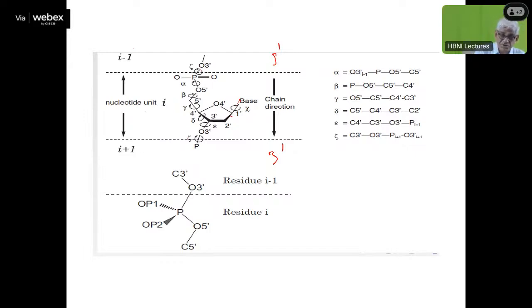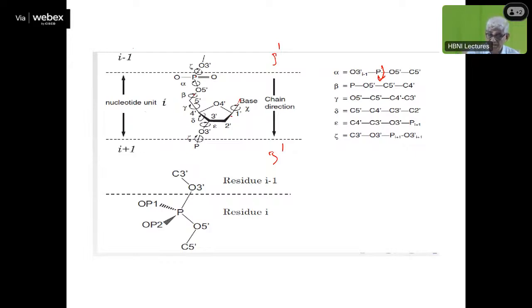Now, let us look at the definitions of all of these various torsion angles. So the alpha torsion angle is defined in this manner: O3' of i minus 1, P, O5', C5'. Okay, so there is this torsion angle.